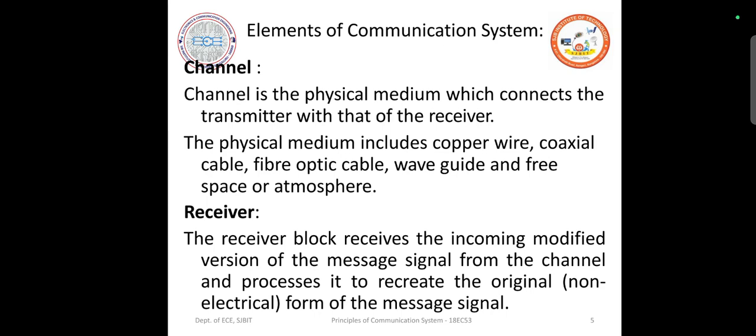Okay, a transmitter basically. Coming to the channel, channel is basically the medium. It could be a physical medium or it could be a wireless as such. Here we are referring to a physical medium to initially have the basic idea about the channel which connects the transmitter with that of a receiver. The physical medium could be copper wire, it could be a coaxial cable, it could be a waveguide, it could be a free space or an atmosphere. Okay, what is a receiver? Receiver block receives the incoming modified version of the message signal from the channel and processes it to recreate the original form of the message signal.